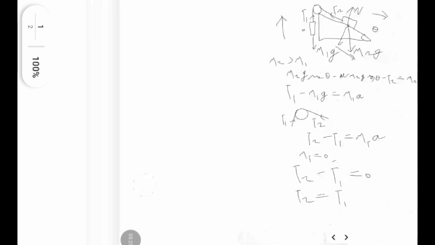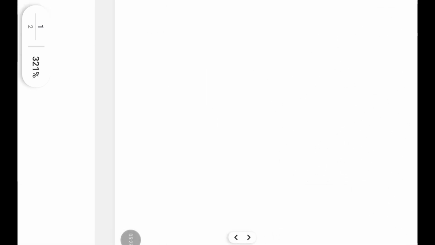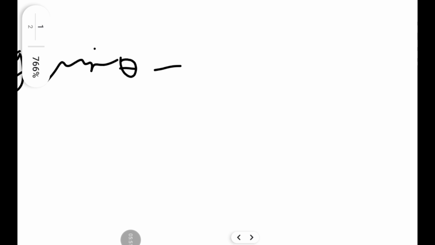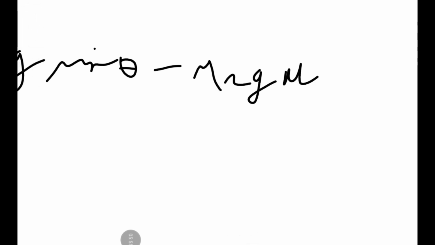So yeah, we can just call the whole system tension. We don't have to give it a different name. So if we look at this now, we're going to have mass m2, m2g sine of theta minus m2g, the coefficient of friction, cos of theta.